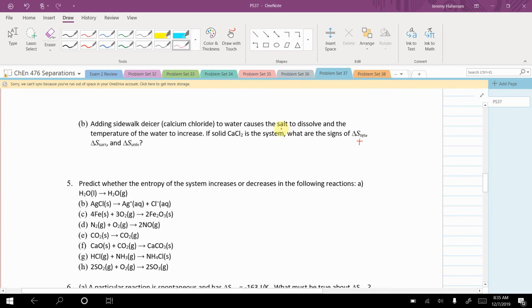The surroundings is the water. Adding salt to water causes the salt to dissolve and the temperature of the water to increase. What did we just talk about? Temperature. If all you're doing is increasing the temperature, that increases the level of molecular motion, which is greater entropy, so delta S of the surroundings is going to be positive. And then delta S of the universe, does this happen when you put salt in water and it dissolves? That's something that happens, and so that's going to be positive.